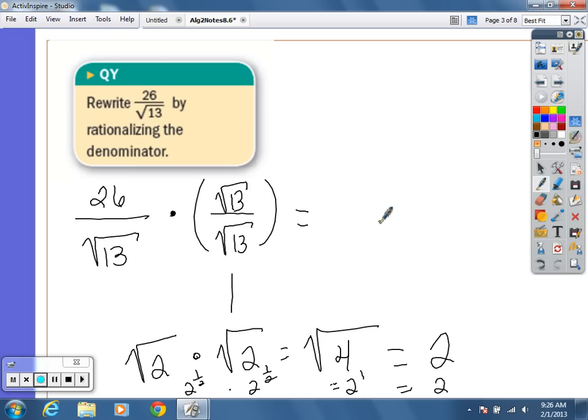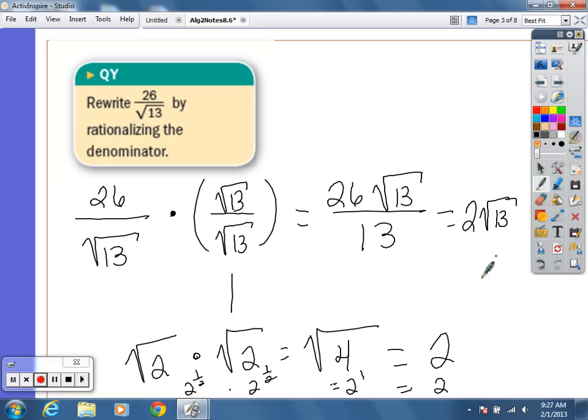Square root of 13 times square root of 13 is just 13. Still have the 26. When I multiply that by the square root of 13, I just get 26 root 13. There's nothing I can combine here. I can simplify though because 26 divided by 13 is 2. I'm still left with the square root of 13. So my answer is 2 root 13. This is equal to this.